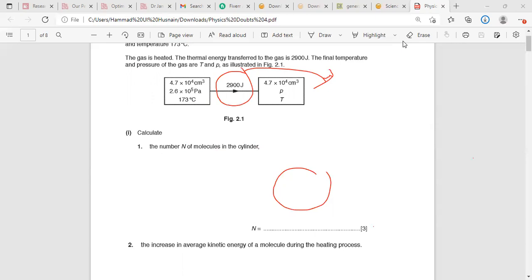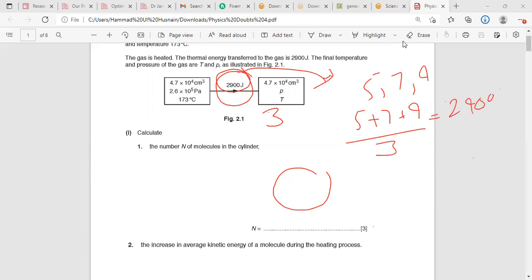Let us say we have three numbers, 5, 7 and 9, and if you want to find the average of them, then what will you do? You will add all of them and divide it by 3. Now we have the total number of molecules, let us say 3, and the total energy given to this system is 5 plus 7 plus 9, let us say that is 2900 joules, right? So you need to divide this 2900 joules by the total number of molecules in order to find the average increase in kinetic energy. Do you get my point?